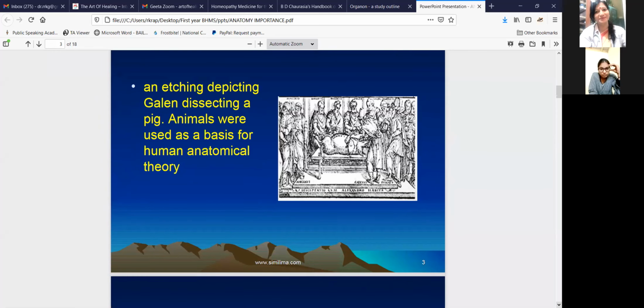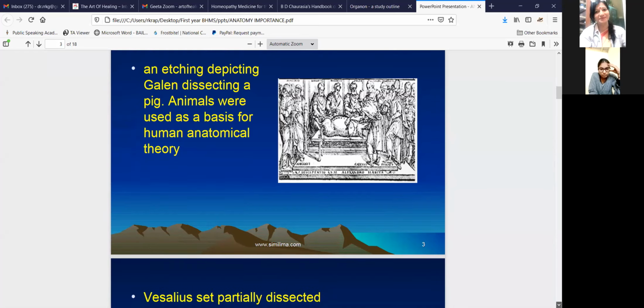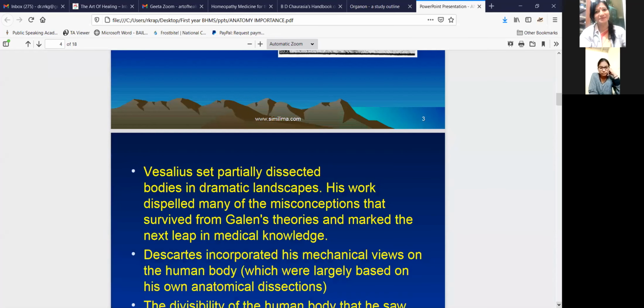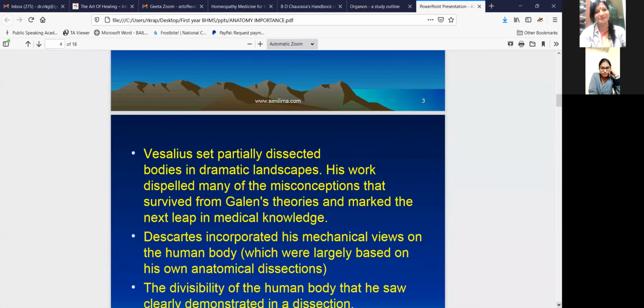Galen was dissecting a pig, and then he found the different organs and structures. So at that time, animals were used for anatomical dissections, and they related it with the human body. There was no permission to dissect the human body, so they did the experiments on animals, and then they compared those structures with the human body. In that way he depicted that the human heart may also have four chambers.